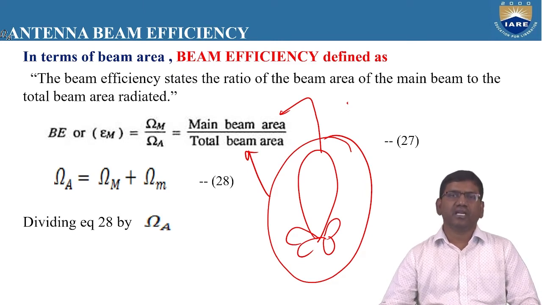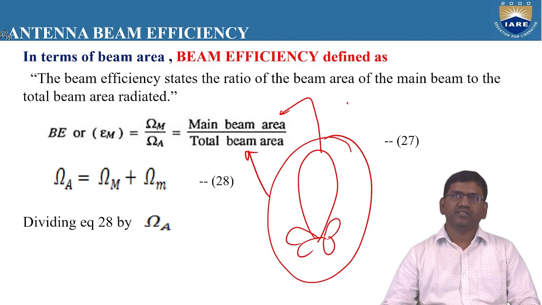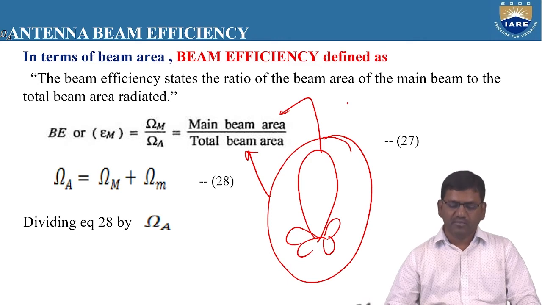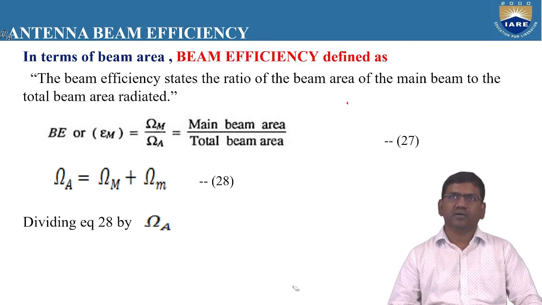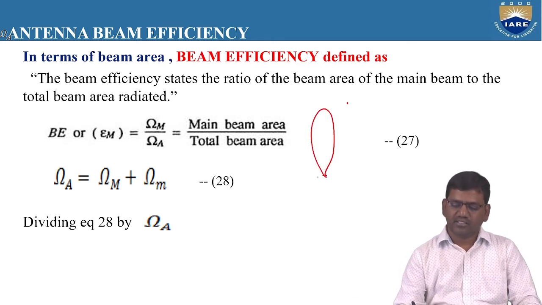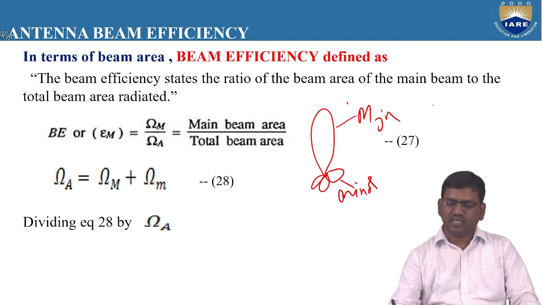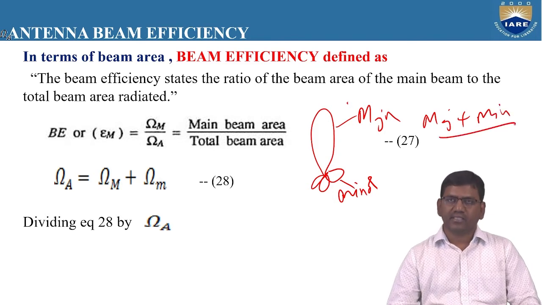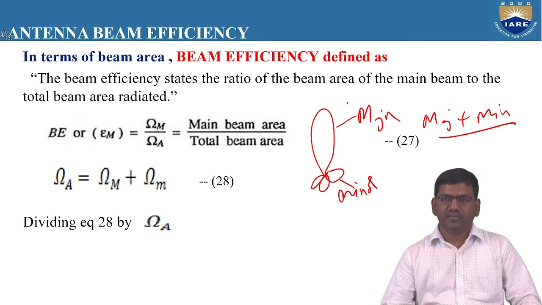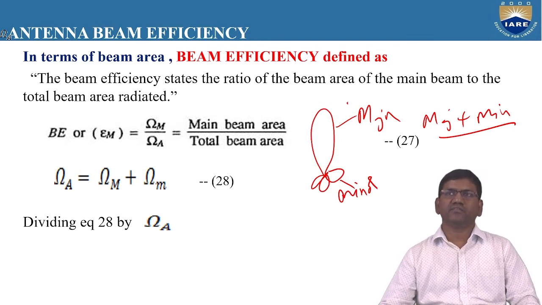So if we want to calculate the beam efficiency of the antenna, it is defined as the ratio of the main beam area to the total beam area. Here, the total beam area is the combination of major lobe and minor lobe. As we have seen in the diagram, this is the major lobe, and these are the minor lobes. So the major lobes plus minor lobes give rise to the total beam area, the summation of the major beam area and the minor beam area.